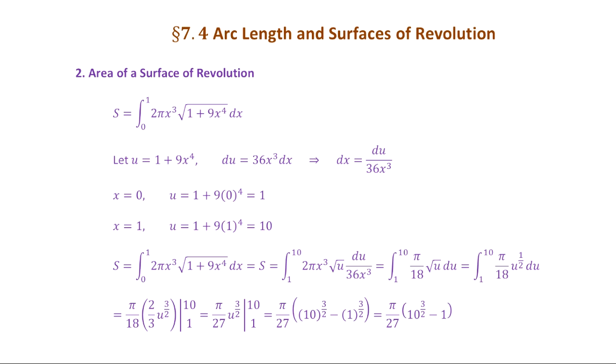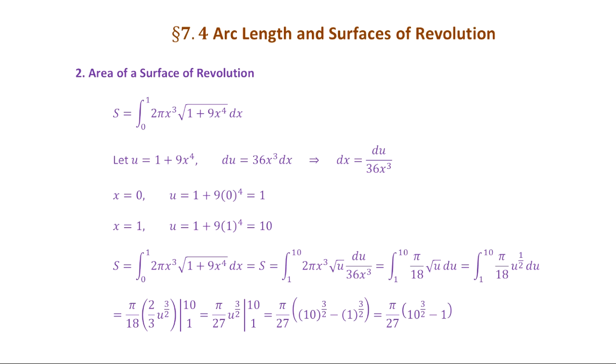And that's easy to integrate. Rewrite the square root of u as u to the half and then integrate. So we got pi over 18 times the 2/3 u to the 3/2. And then you just simplify to pi over 27 if you multiply these two fractions and simplify, and then plug 10 and 1 for u and subtract.